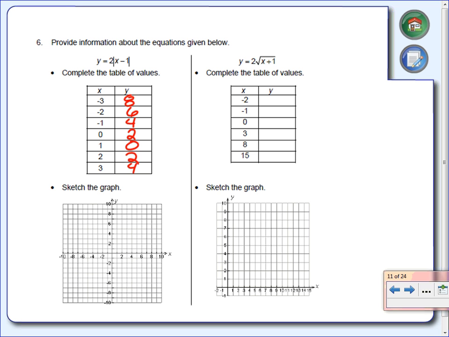Now that we have the table filled out, let's come over here and sketch a graph of these ordered pairs. The first ordered pair is -3/8. So let's find -3/8. Put it down. Then let's find -2/6. -1/4. 0/2. 1/0. 2/2. And finally 3/4.